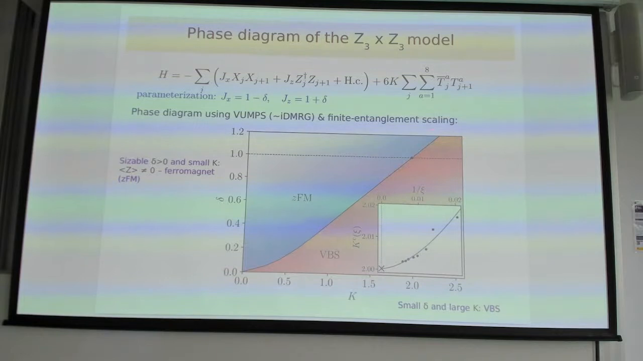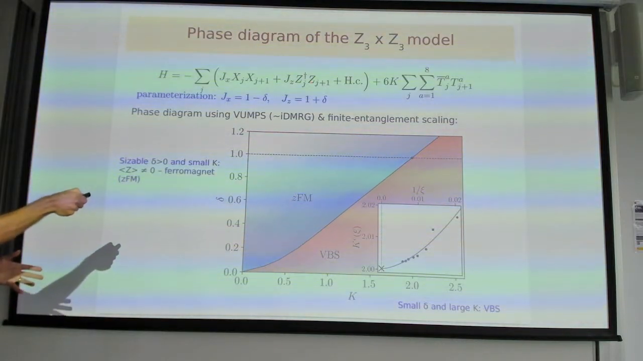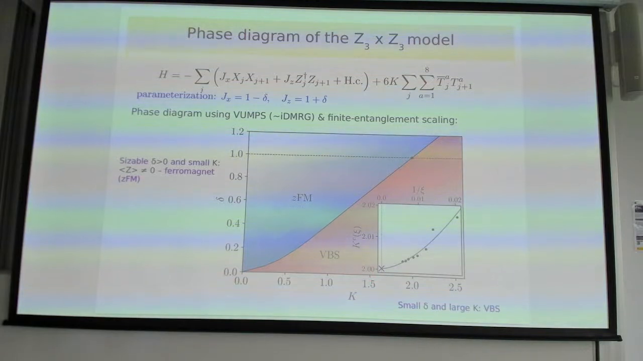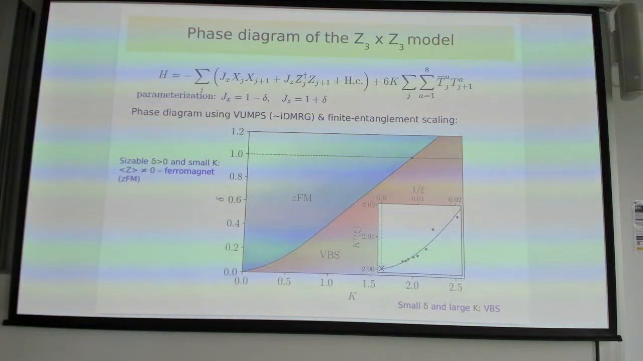And this is the result of the DMRG study. Again, the regime is parameterized by Jz equal to 1 plus delta and Jx equal to 1 minus delta, and delta is always positive, so we always focus on ordering the Z expectation value. Here we expect a ferromagnet, and here we expect a valence bond solid from previously known results. And numerically we find that there is a direct transition between the two, no intermediate phases show up.